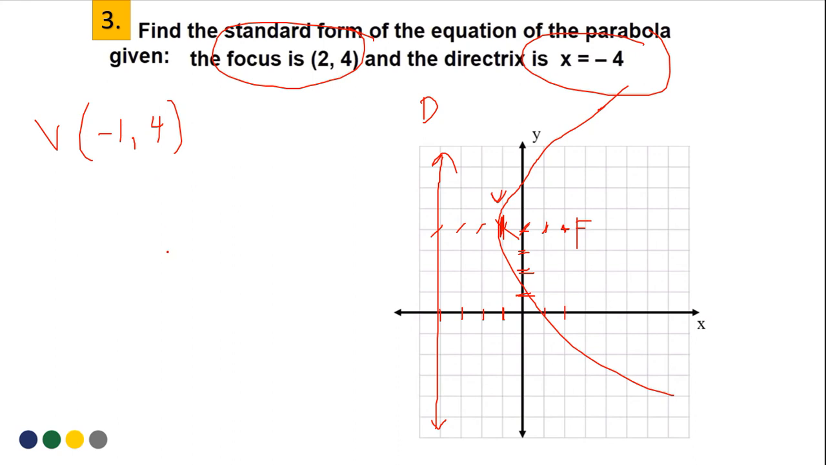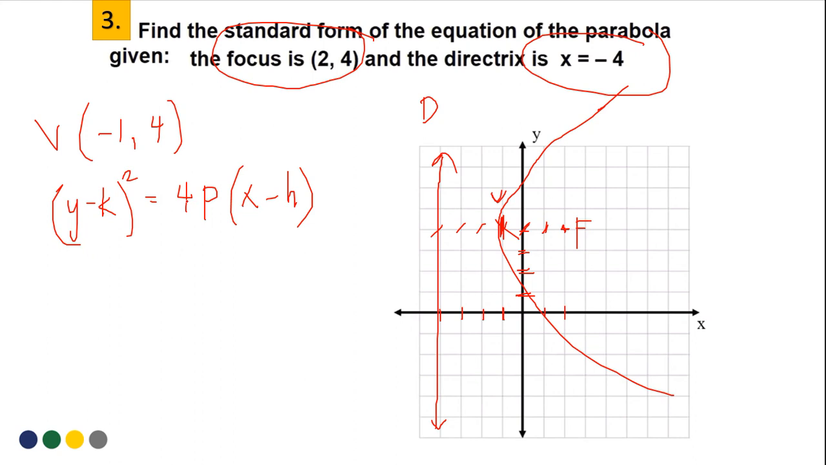Y, sir. Very good. Y. Thank you so much. Kasi nga, nakaharap siya sa Y. Or, opens right. Kapag opens to right, Y. Kapag opens downward or upward, X. So, ang gagamitin natin dito is (y minus k) squared equals 4p times (x minus h). We're going to substitute the following data. Okay? So, y minus k.